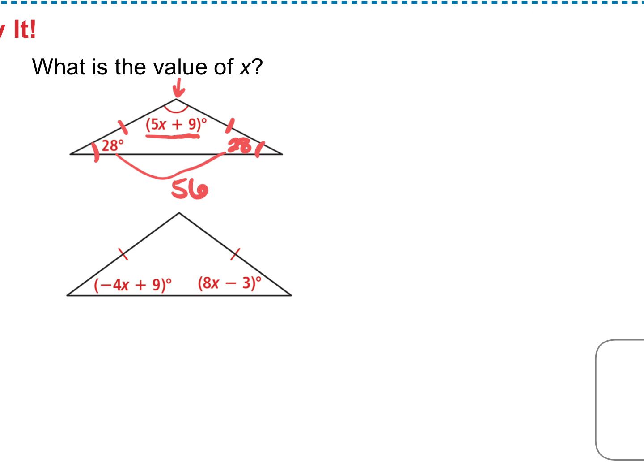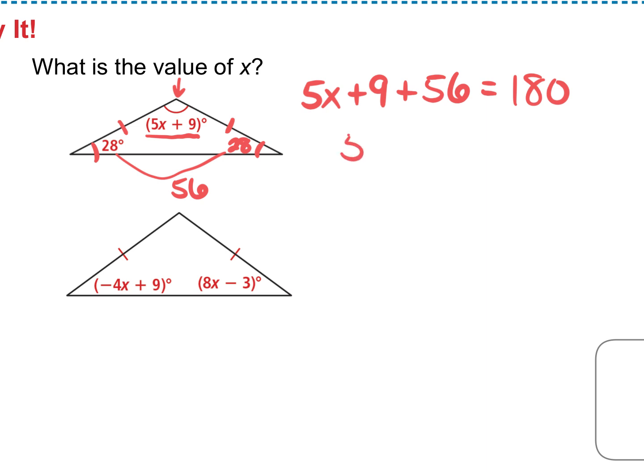What are you thinking over there? I was thinking more 56 plus 9 plus 5x equals 180. Yep, and that's exactly what you said. You just kind of took it a harder route. So we're going to set up an equation. We know all three of those angles should equal what? 180. So 5x plus 9 plus 28 and 28, but we said that's 56, equals 180. So I took all the angles, added them up, set them equal to 180. Now it's just an algebra problem. What can I do here?